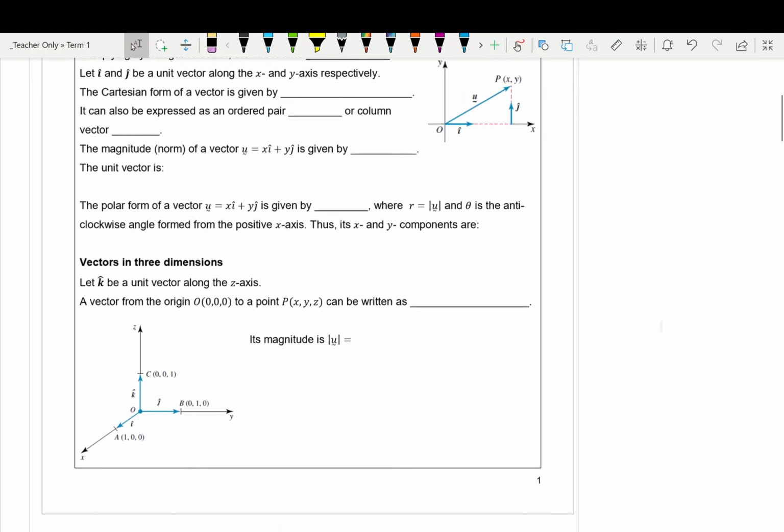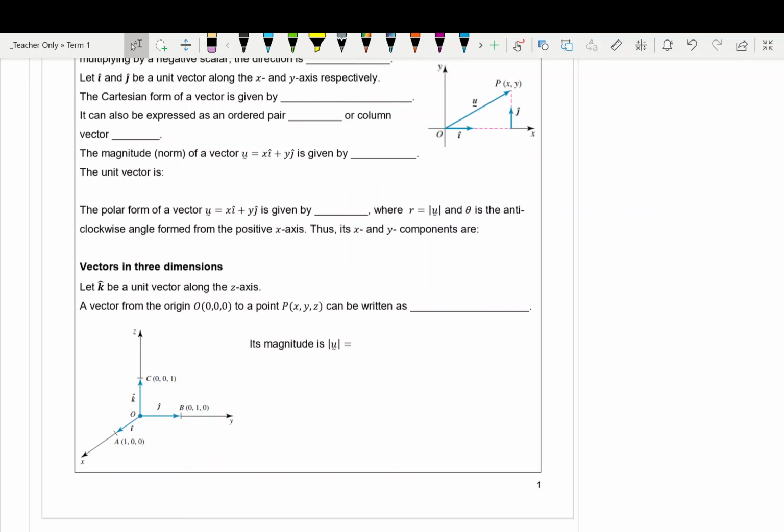Let's move on to the new content, which is vectors in 3 dimensions. So let k be a unit vector along the z-axis. We've been looking at vectors in the x and y-axis. Now we're adding that third z-axis. And just like with i and j, the next logical letter that we're going to use is k. It's the next one in the alphabet. So a vector from the origin 0, 0, 0 to a point P(x, y, z) can be written as xi + yj + zk.